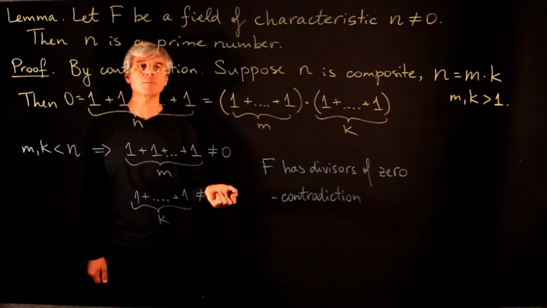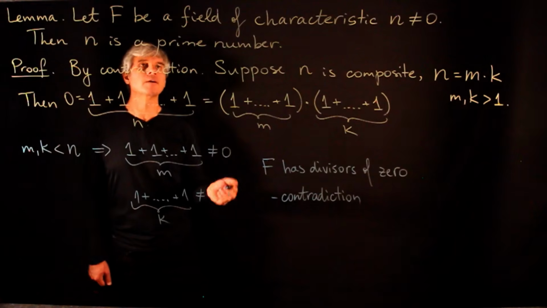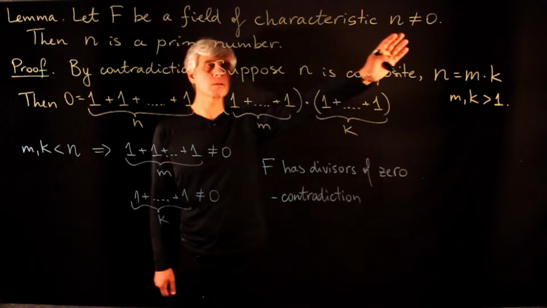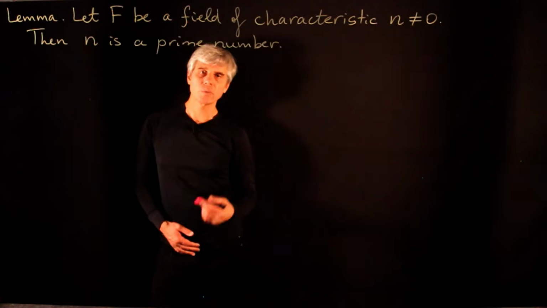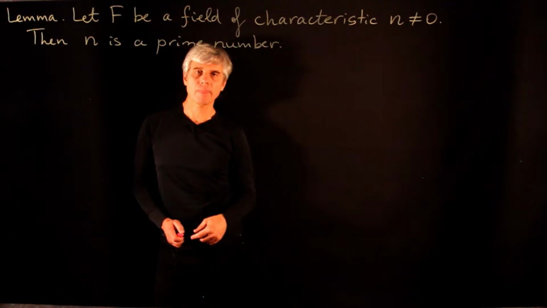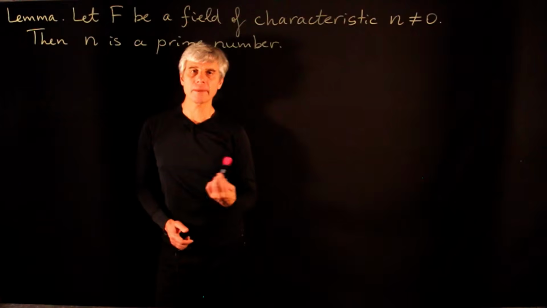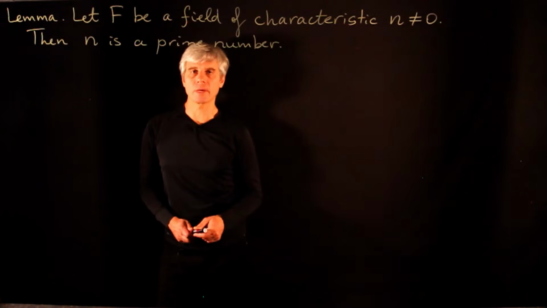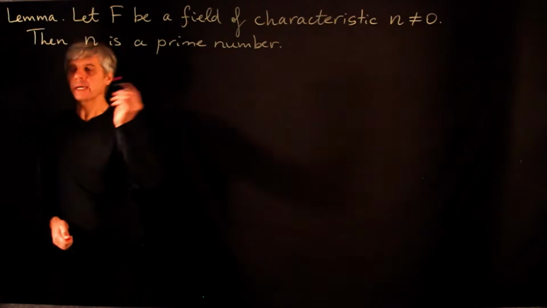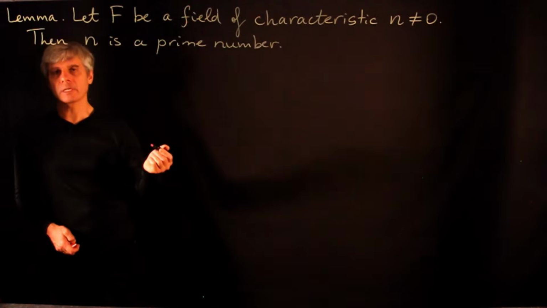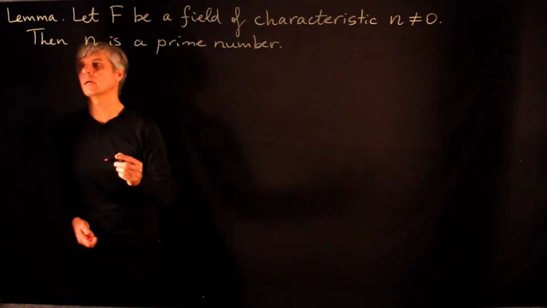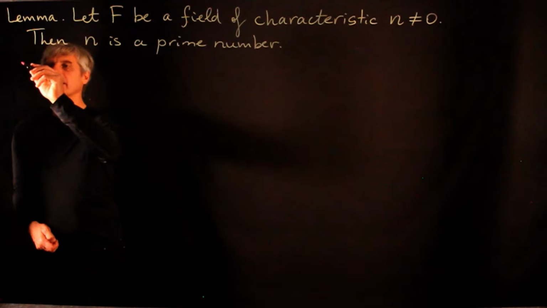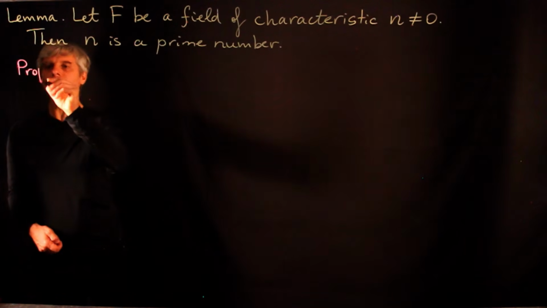And so this means that if we have a field with a finite characteristic, then this characteristic must be a prime number. So we conclude that the characteristic of a field is either 0 or it's a prime number. Now, for finite fields, the characteristic of a finite field is not 0, but it's some prime number. So now let us prove a proposition.